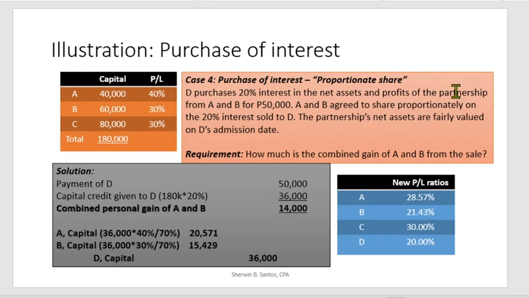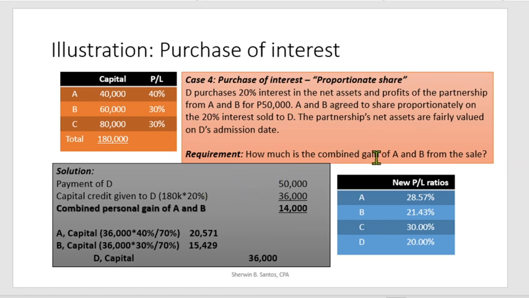Case number 4, we'll look at this. This is a twist on case number 3. Kanina, book value method, but now proportionate share method naman. So D purchases 20% interest in the net assets and profits of the partnership from A and B for 50. A and B agreed to share proportionately on the interest sold to D. The partnership's net assets are fairly valued on this admission date. So the requirement is 2. How much is the gain of A and B from the sale? So tinatanong yung gain nila.